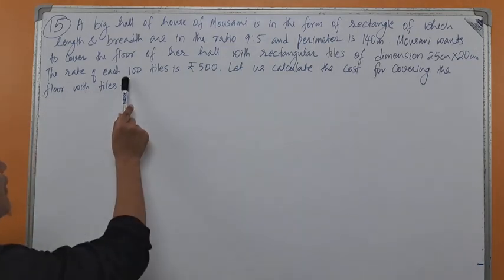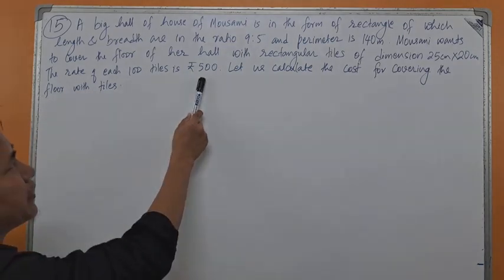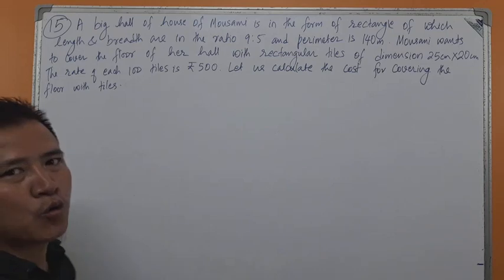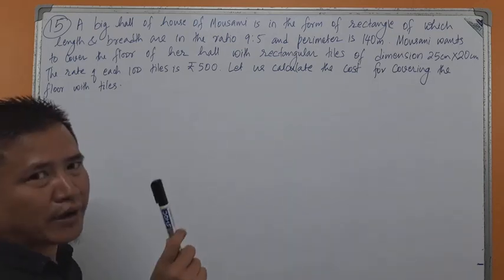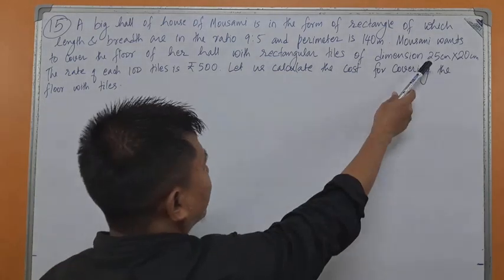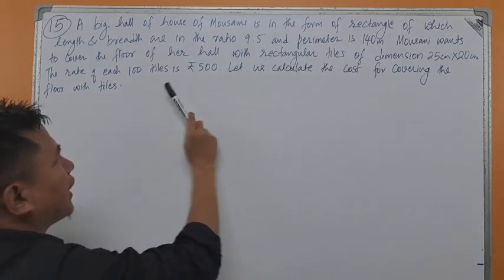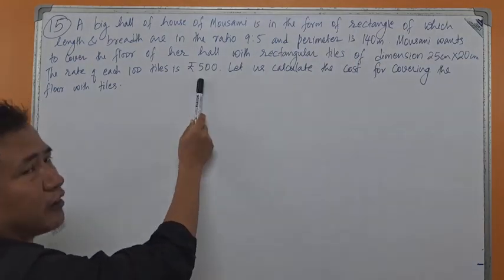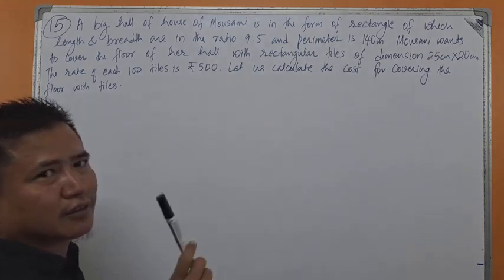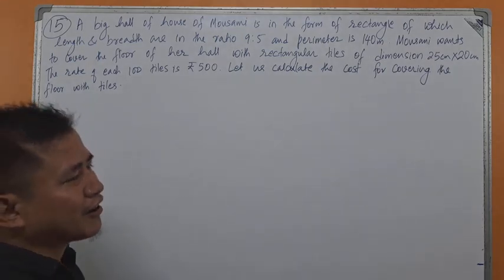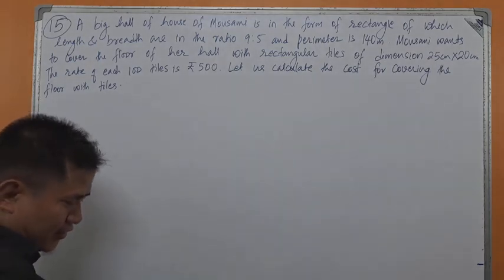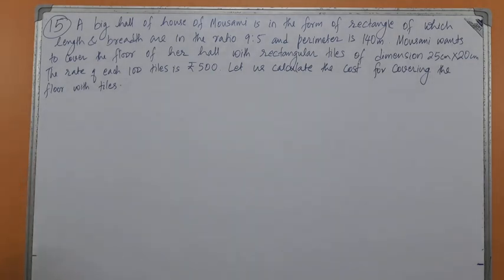Now rate of 100 tiles is rupees 500. From this information, we can find the cost of one tile, isn't it? We have the number of tiles here. Now if we multiply the number of tiles with the cost of one tile, we get the total cost of tiles required to cover the floor, okay? So let's do this question.